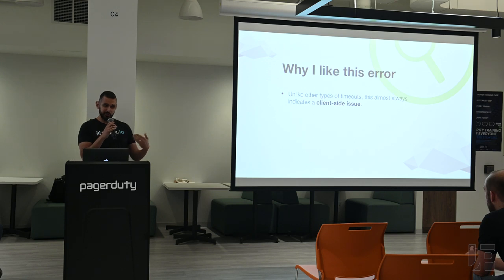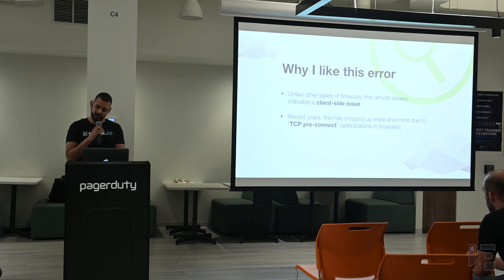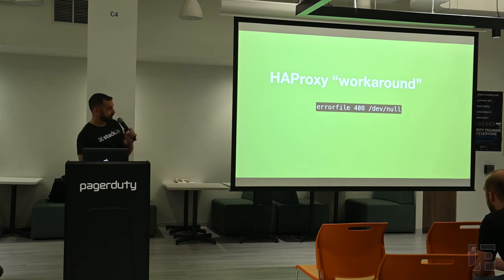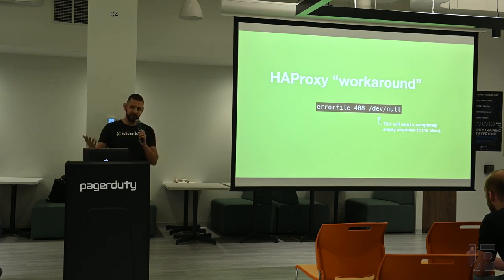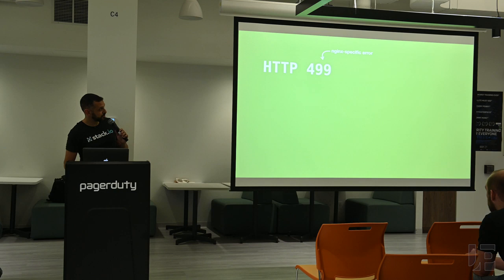Unlike other types of timeouts, which I really despise, I actually like this one because it usually tells you it's a client-side issue. As I mentioned, in recent years, we've seen this uptick because of these optimizations. And to avoid these, you usually have to tune the proxy to send empty responses for 408s. And here's Proxy's lovely workaround. You just basically hook in your 408s to dev null, which will send a completely empty response to clients. This is a hacky workaround in my opinion because it basically does it for all 408s. So if there's a legitimate one, you're not going to really be able to find out what's going on, but it's better than nothing.